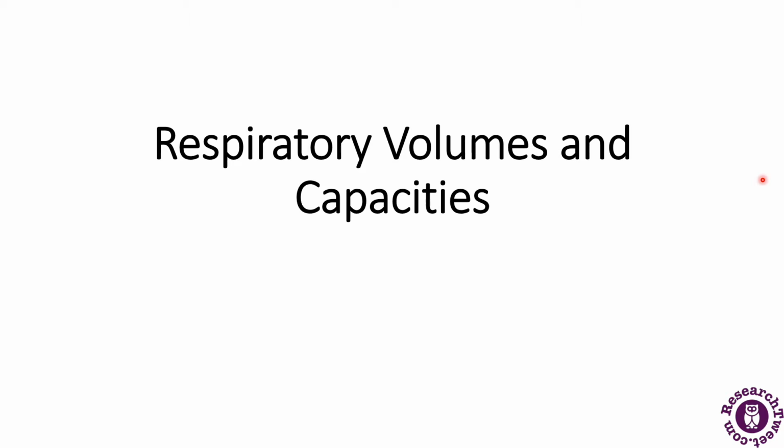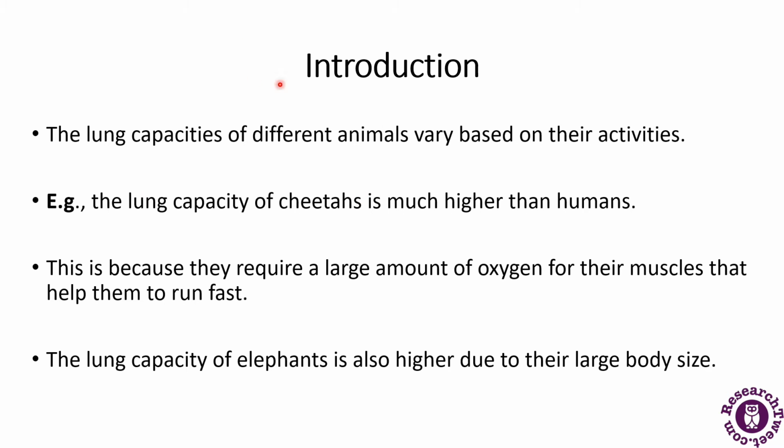So let's start with the first topic of this, that is the introduction. So what is it about? There are lung capacities of different animals, which vary based on their activities. For example, the lung capacity of a cheetah is much higher than that of humans. So there are different lung capacities and different measurements which are being mentioned here, and that will be discussed.